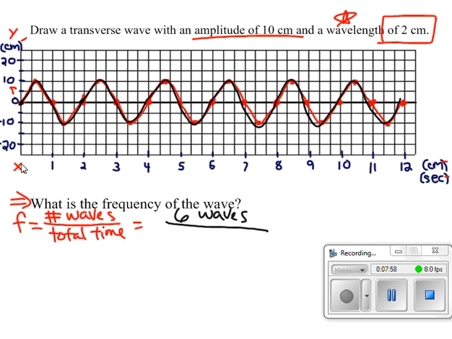And then I write down how long did it take me to graph 6 waves. And my 6th wave ended over here, and I go down, and I look at my x-axis, and I see it took 12 seconds. So I have 6 waves in 12 seconds. So all I'm going to do is divide that out. 6 divided by 12 is 0.5. And my frequency is 0.5. And if you remember, the unit for frequency is hertz.